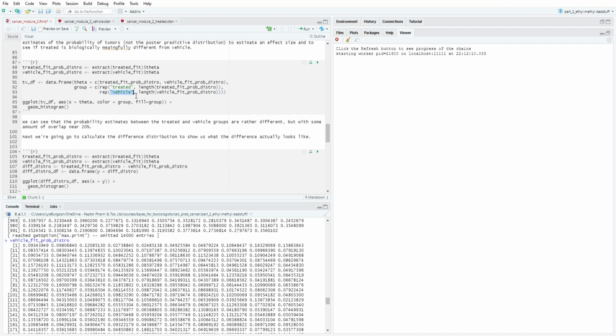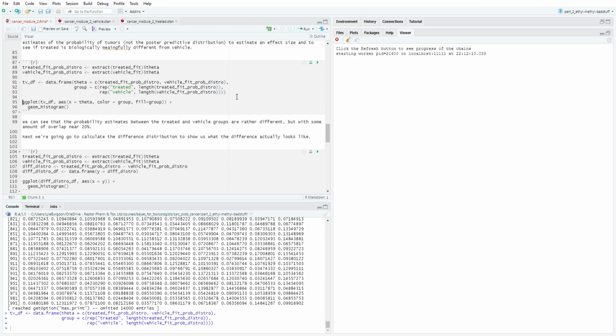All right. Now I'm going to take that humongous row and I'm going to transpose it so that now it fills in the column called group. So the group column is that humongous vector that says treated 15,000 times. And then it says vehicle 15,000 times, right? That's what it does. I'm going to run that line now.